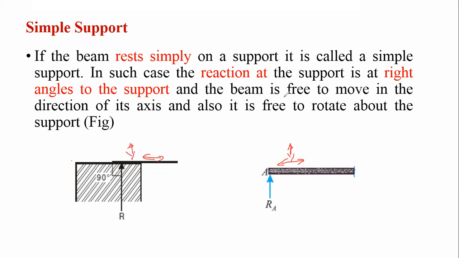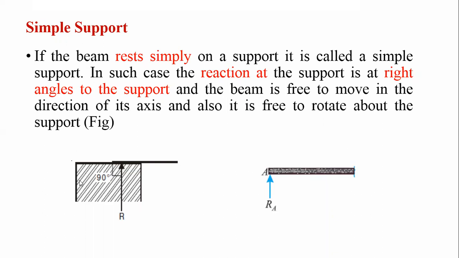Okay, it is free to move in the direction of the axis, and it is also free to rotate. It is allowed to rotate about the support. Such a kind of support is called a simple support.